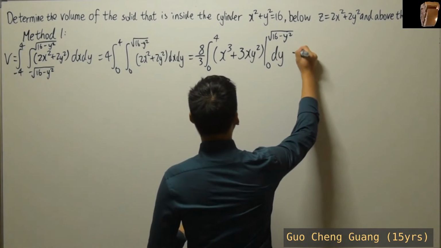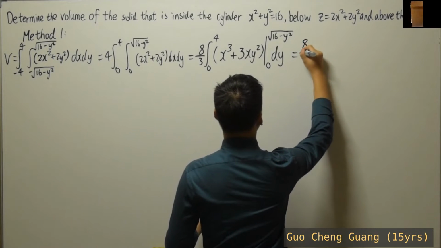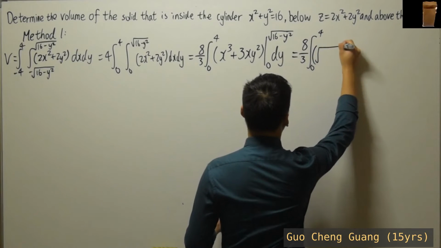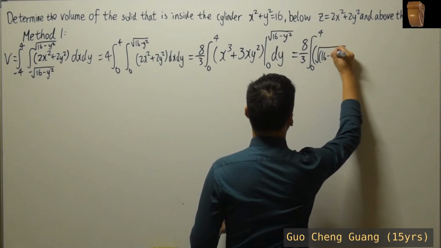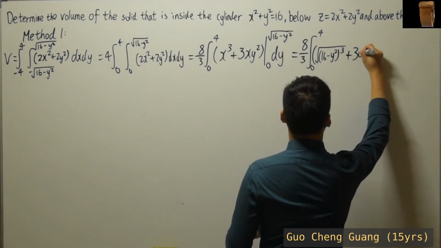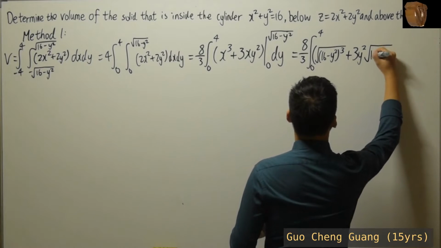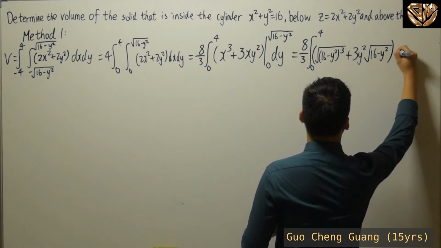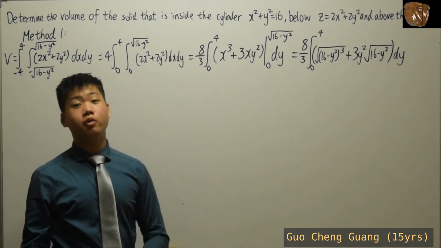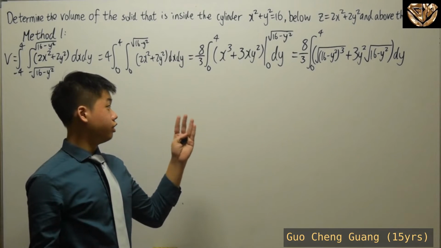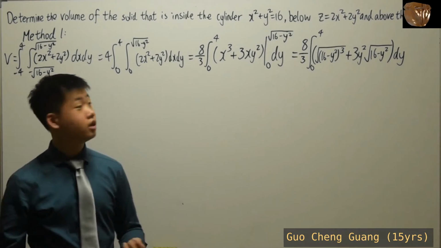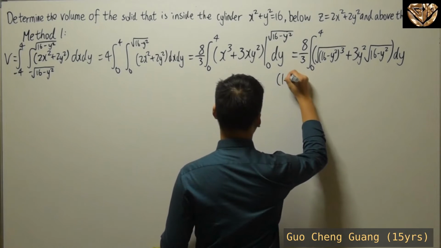So with this, what we will have is 8 over 3 integrate from 0 to 4 square root 16 minus y squared then cubed plus 3y squared square root 16 minus y squared and then dy. Alright, so how are we going to solve this part now? In this portion, we are going to make the same substitution for both of these terms. And this substitution is going to be a trigonometric substitution.